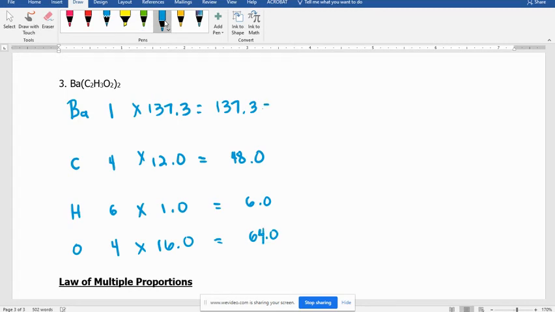All right, so we're going to divide by the total of all of these. So we've got to add all of these up. So let's take 137.3, we have our 48, our 6 from our hydrogen, and our 64, and that's 125.3. I'm sorry, 255.3. 255.3. And multiply by 100.